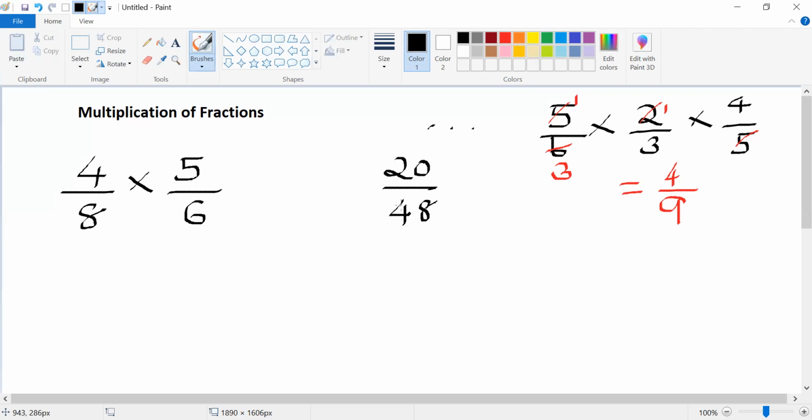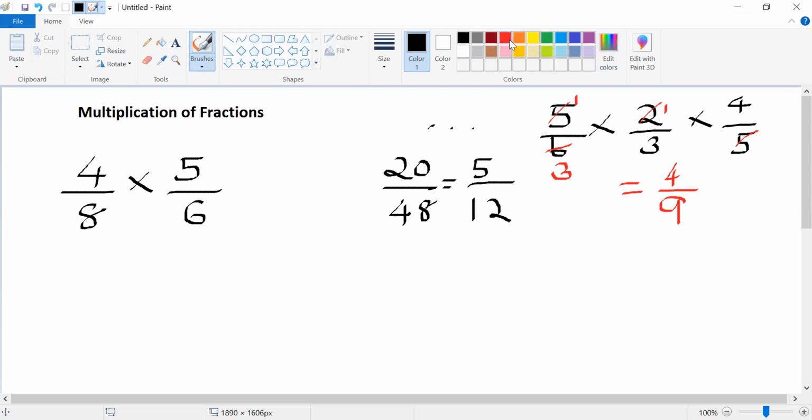Which is the common divisor of 20 and 48? 2 is a divisor. Otherwise 4 is a divisor. Either 2 or 4 you can use here. If you divide both by 4, you get 5 4s are 20, 12 4s are 48. So you will get 5 by 12.